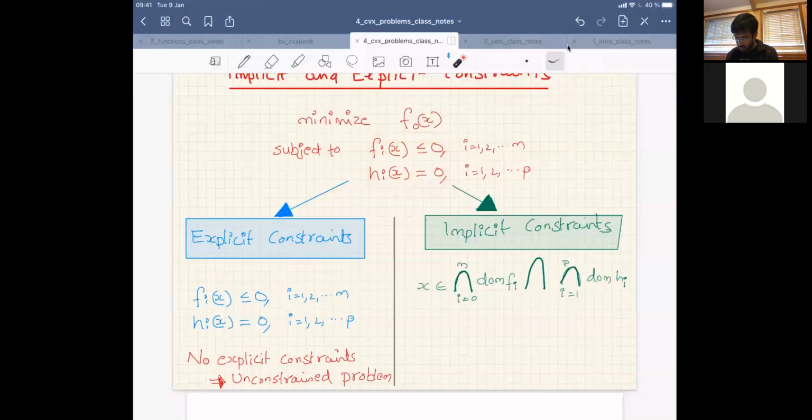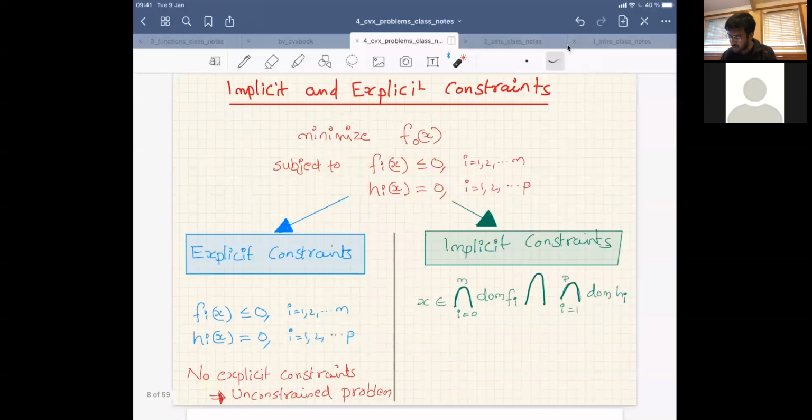But there is an implicit constraint here, or a hidden constraint, which says that I am plugging x in f0, so x has to belong to the domain of f0. Otherwise there is no point. There can be an x which satisfies this constraint but doesn't belong to the domain of f. So there is a hidden constraint here. x has to belong to the domain of f0 and all these fi's.